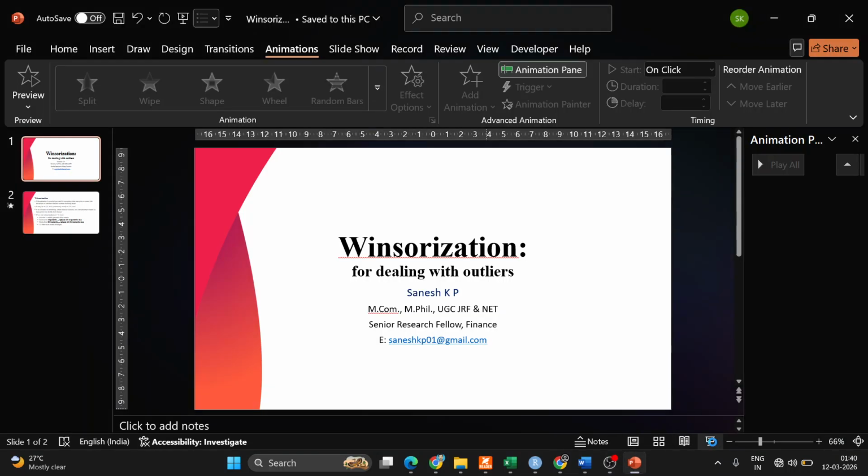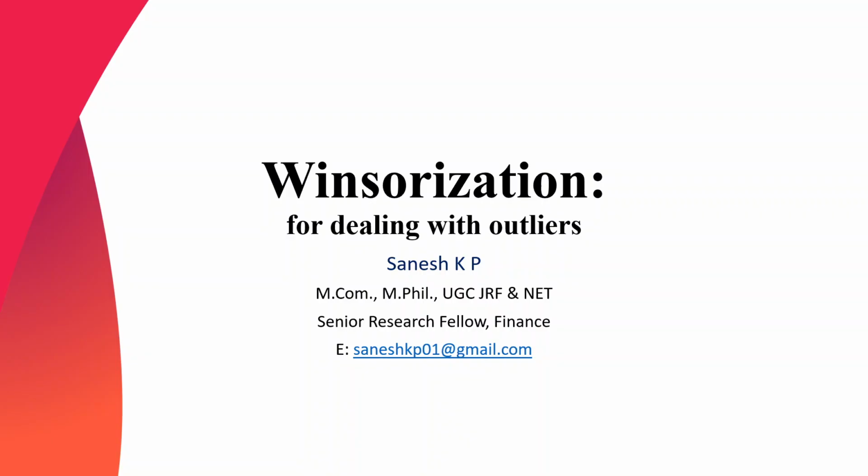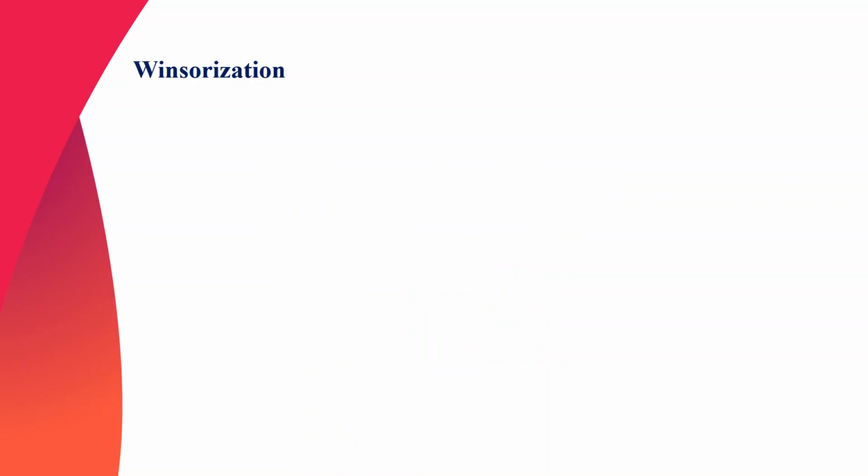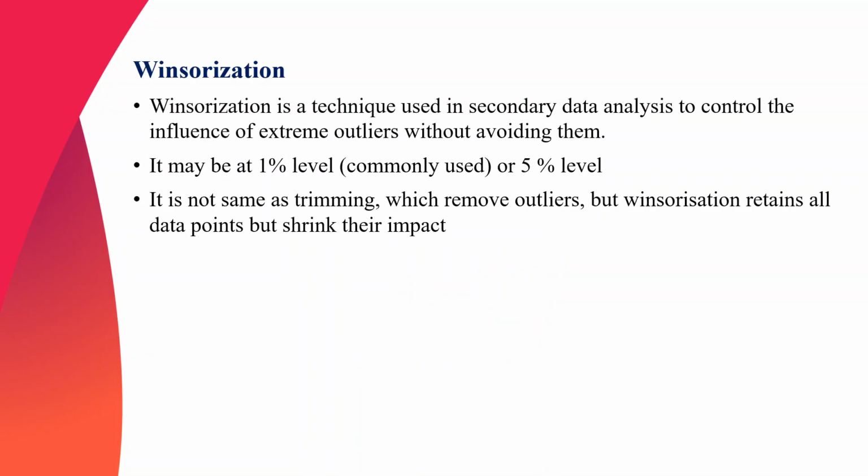Hi scholars, today we are going to learn about Winsorization in data analysis. It is a technique for dealing with the outliers. Starting from what is Winsorization? Winsorization is a technique used in secondary data analysis to control the influence of extreme outliers without avoiding them.